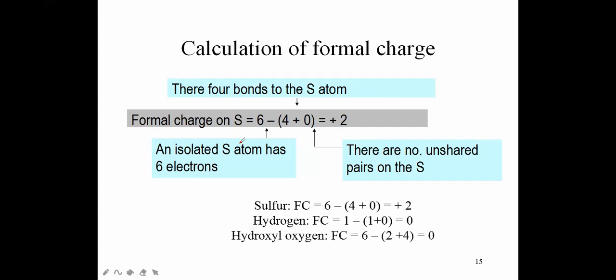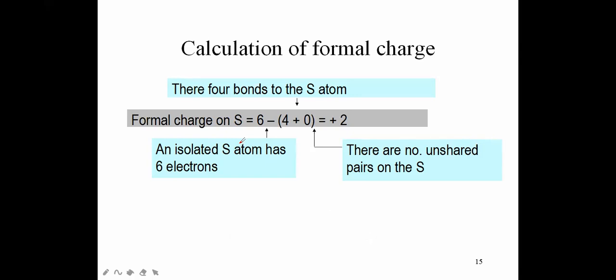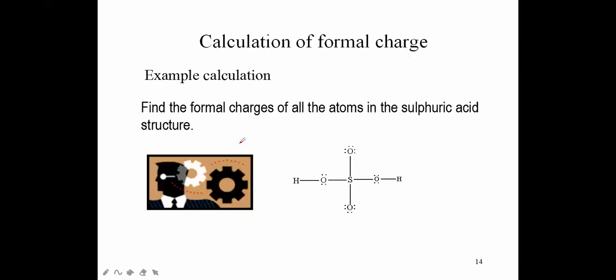For the hydroxyl oxygen, the oxygen bonded to the hydrogen, the total number of valence electrons is 6. Those which are shared, if you look back at our diagram here, for the oxygen which is bonded to the hydrogen, how many shared electrons does it have? It has 4 shared electrons. How many unshared? There are 2 pairs.